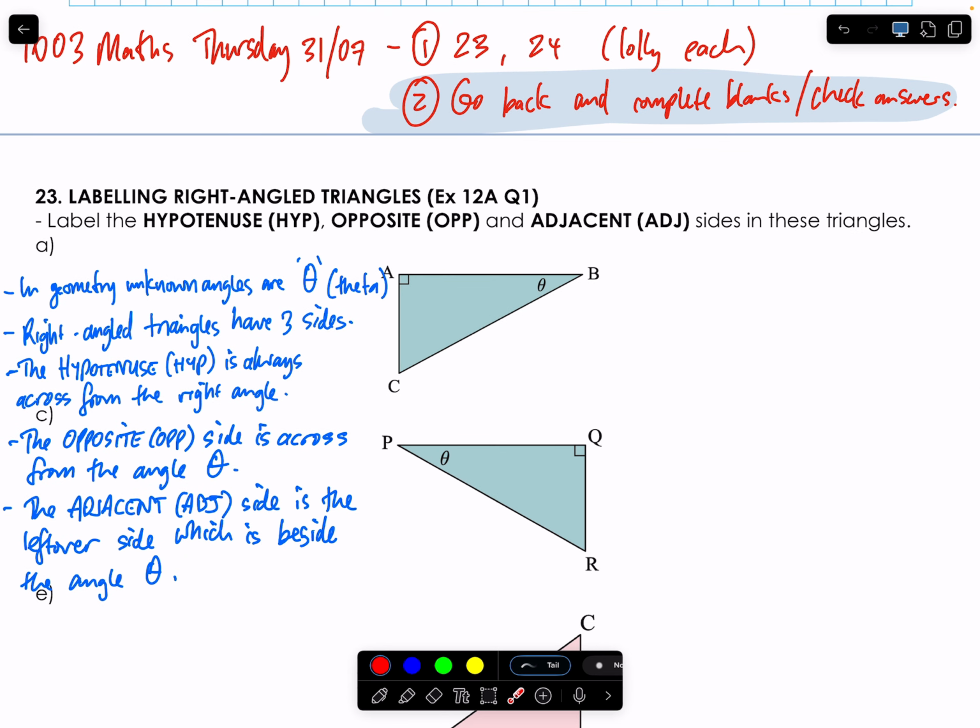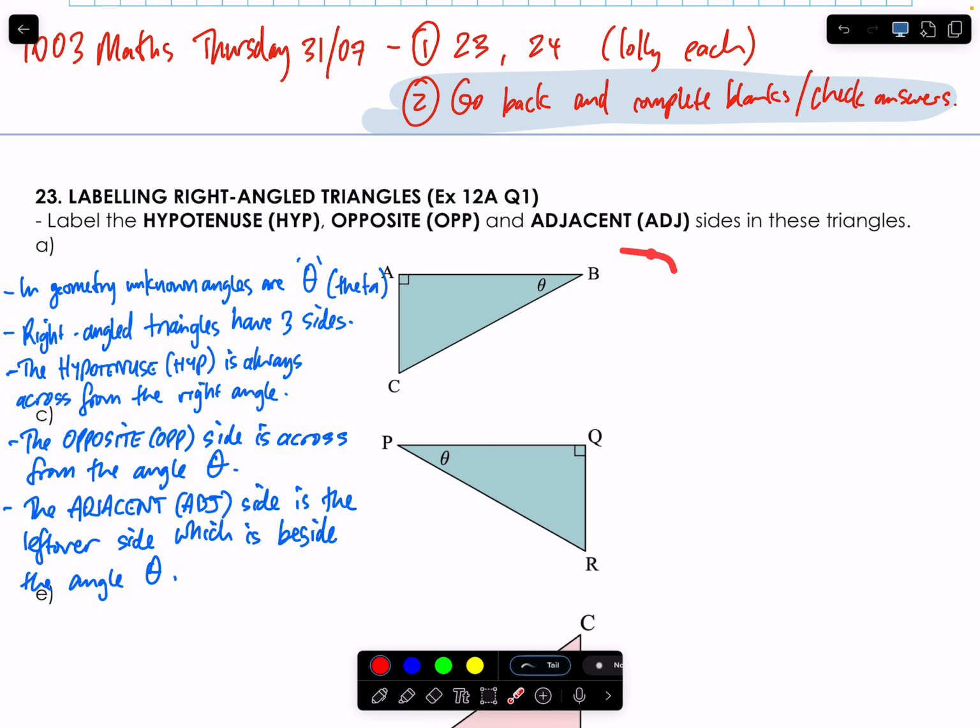Right-angled triangles have three sides. There's nothing special about a right-angled triangle except it's got a right angle in it. And so today's first lesson, all you need to be able to do from today's first lesson is label the three sides of a right-angled triangle. The first side is the hypotenuse, which is height. That's always across from the right angle.